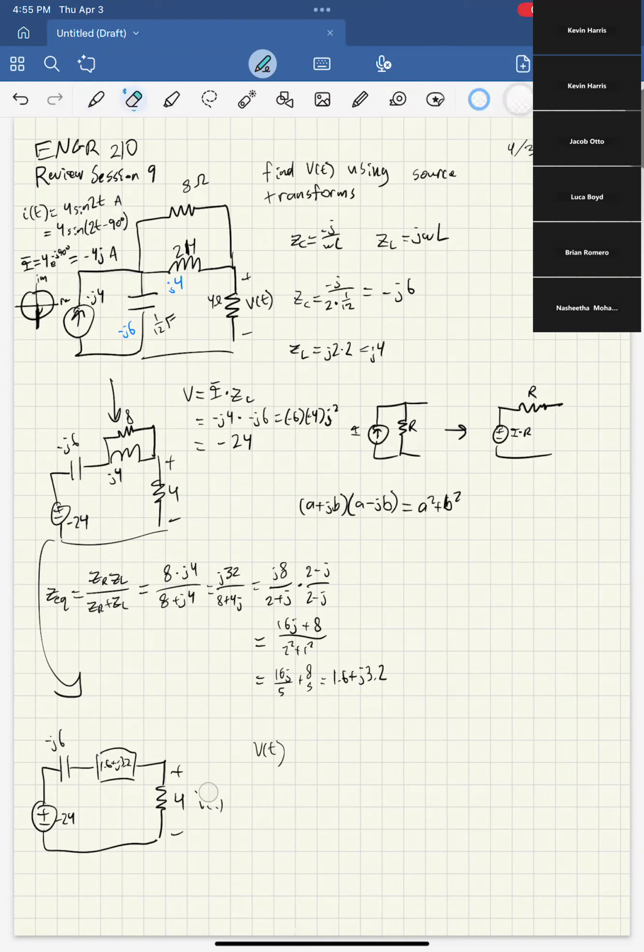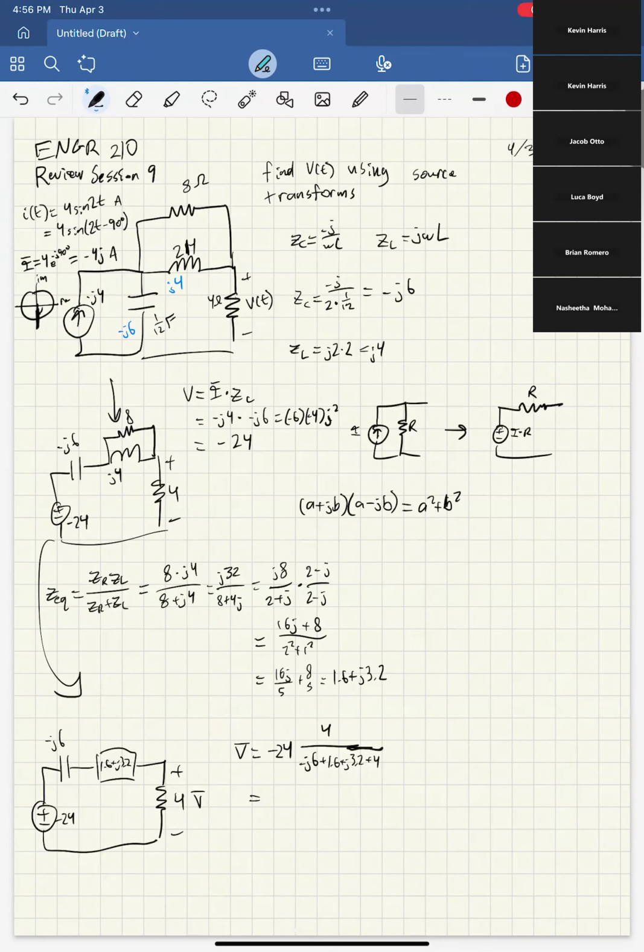So we can say that VT, or it's not actually VT right now, that's kind of bad notation. This would be V bar, and then we'll have to convert it back to the time domain. So V bar is going to be equal to that negative 24 volts times the resistor that we're looking at, over the sum of all the things in the path. So minus J6 plus 1.6 plus J3.2 plus 4. And this is math we can do. I'll do it by hand just to show that you can. If you do it with a calculator, you'll get the same answer.